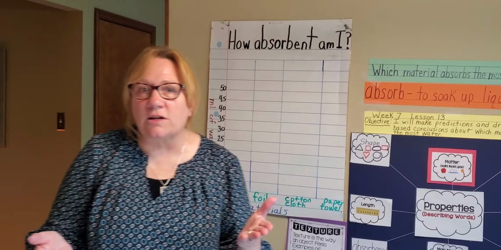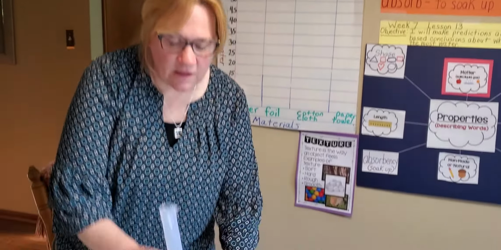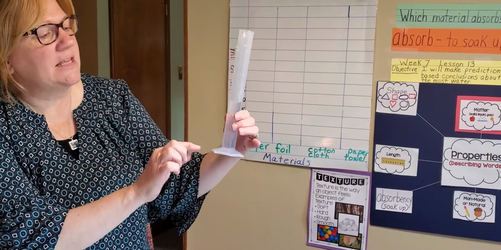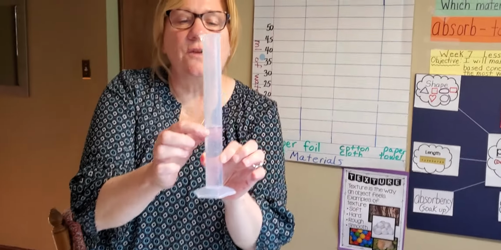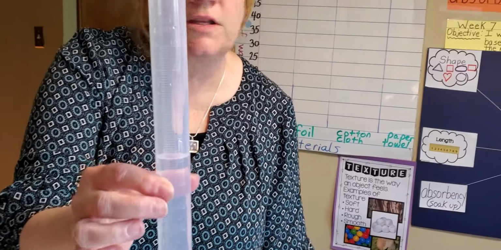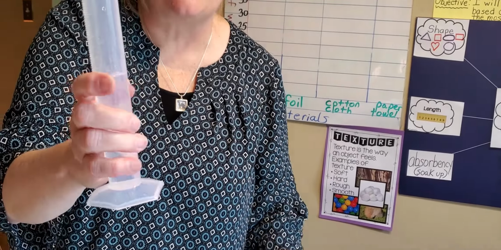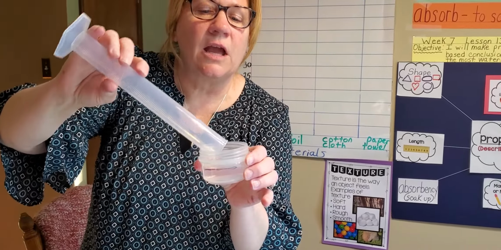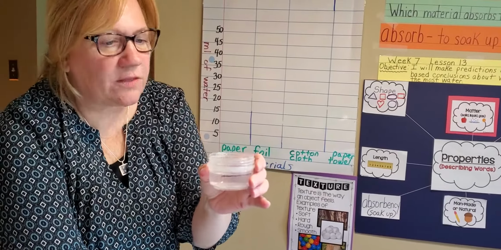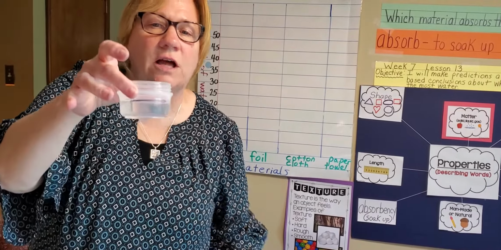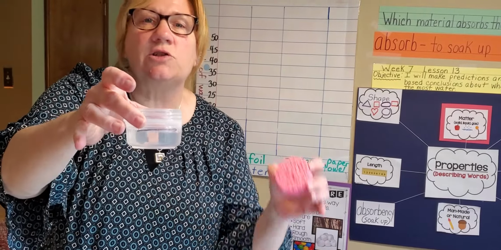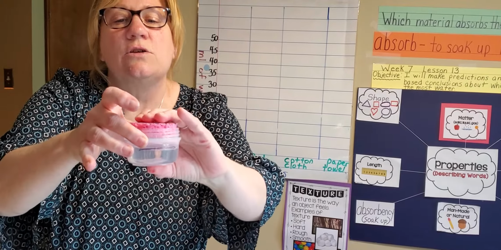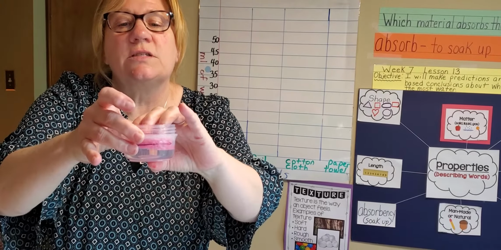Okay, boys and girls, so we talked about absorb. I want to show you something. So you remember a graduated cylinder, we used this in a previous lesson. Okay, so this shows 50 milliliters of water, and this is just water from the sink, plain tap water. I'm going to pour it into my container, and I've already marked, there's a black mark that shows the water level. I'm going to take a sponge, and think about what you know about a sponge. I'm going to drop it in to my container, and we're going to see what happens.